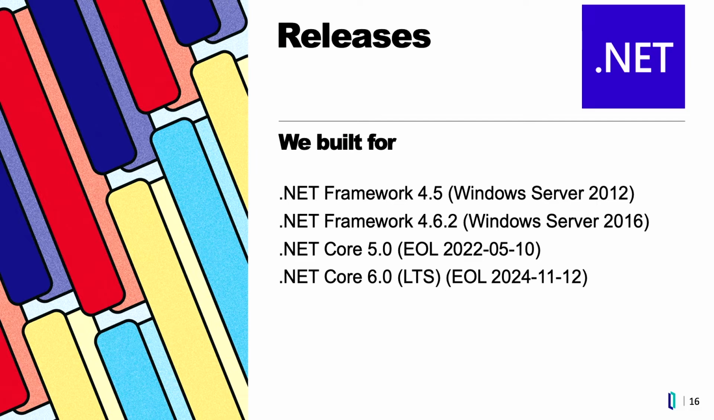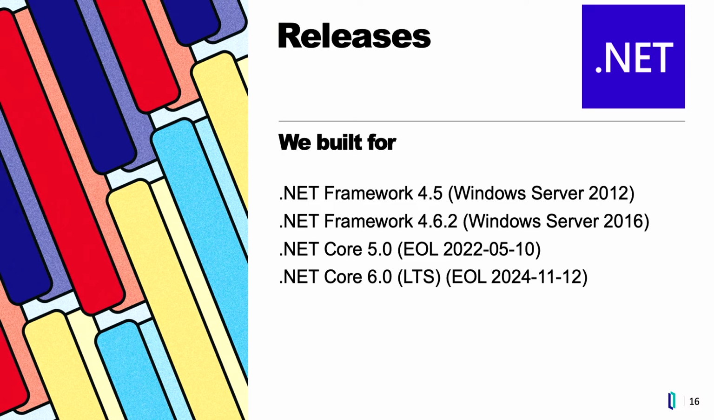The support policy changed a little bit, I think 2 years ago. So what's important to know is that the even-numbered releases are LTS releases. So .NET 6, .NET 8, those are the LTS releases. And the odd-numbered releases are basically just short-lived releases which bring new functionality. So those should not be targeted for production environments.